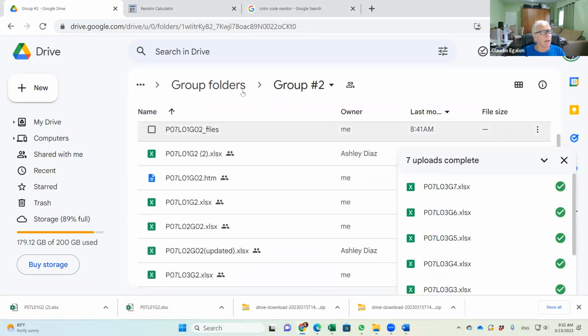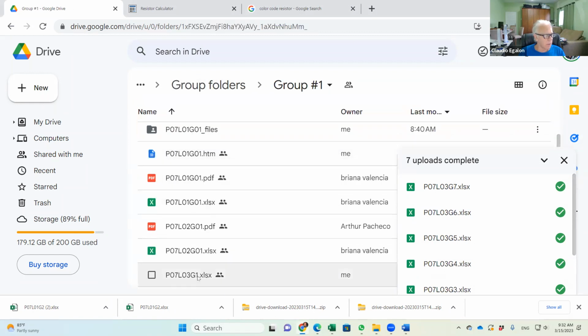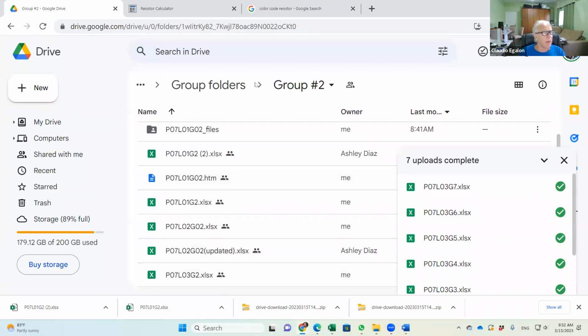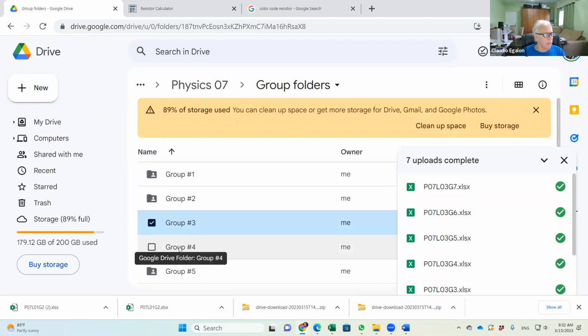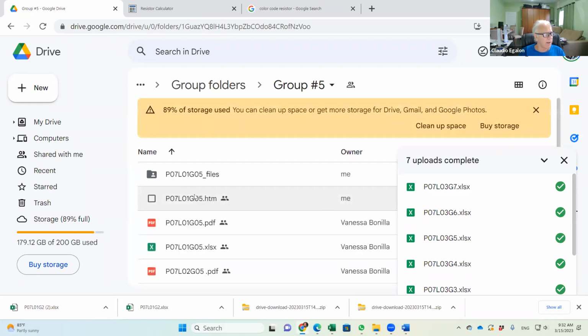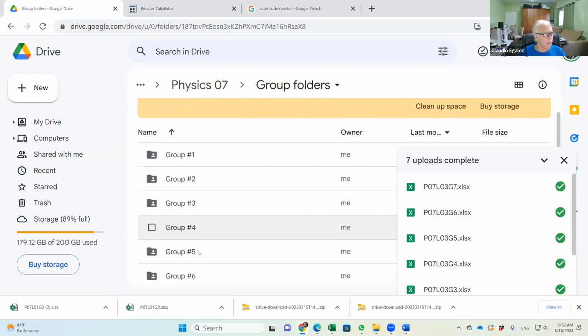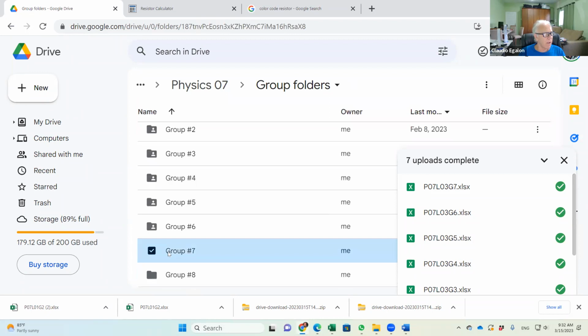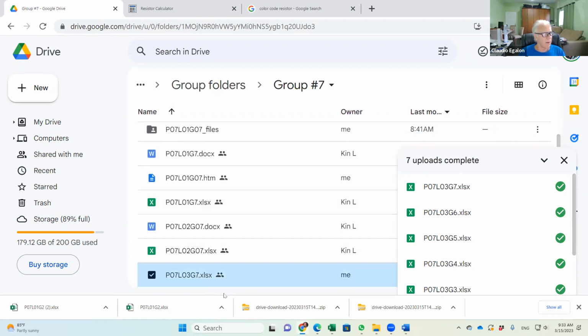Group 1, okay. Group 1 here. Good. 03, 03. Group 4, 03. It's all there, right? Group 5, 03. Group 6, 03. Group 7, 03. Everything is in there. So you can start working with it.